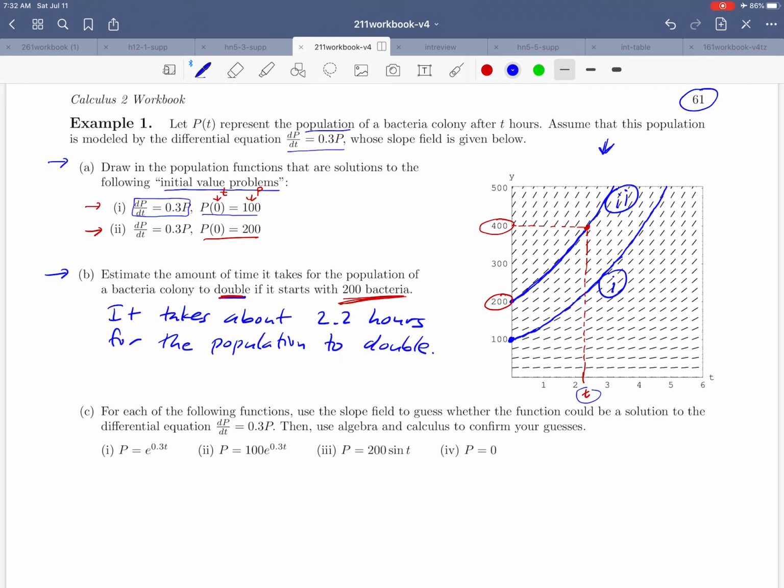Again, you may have very well gotten a different number than I did. It's not an exact science here, but it gives us a rough estimate of how long it's going to take for the population to double.